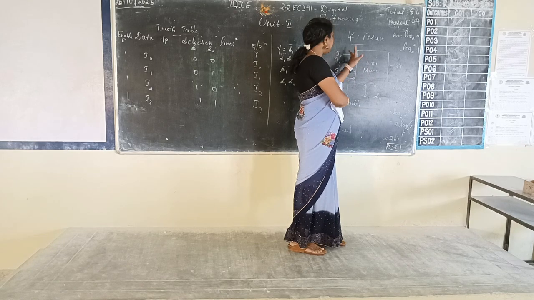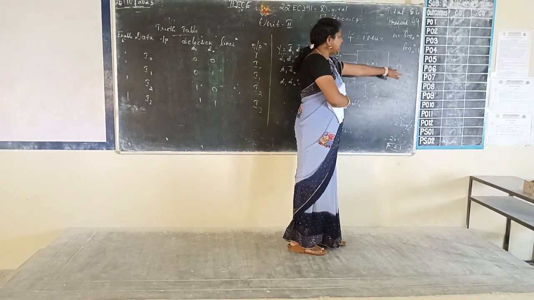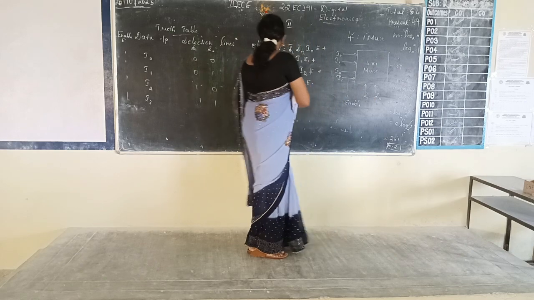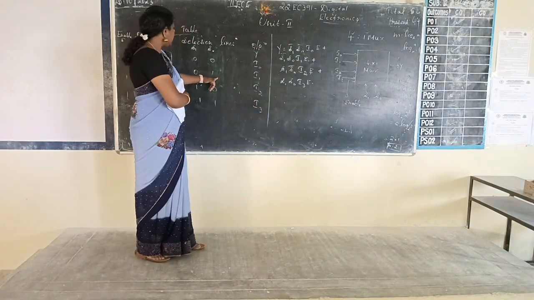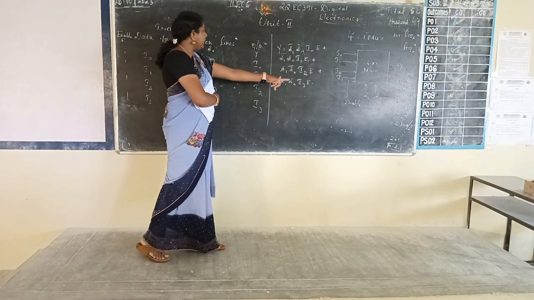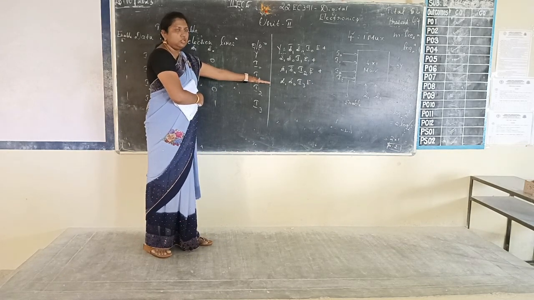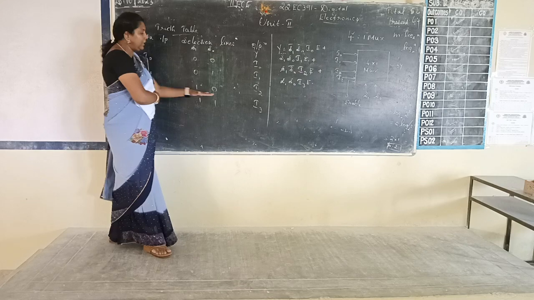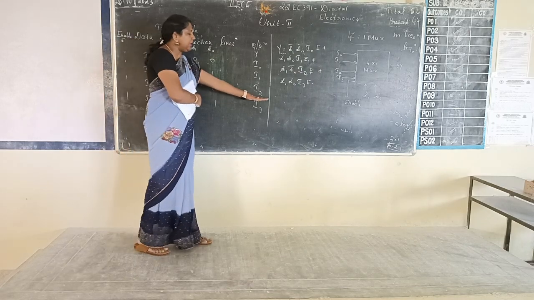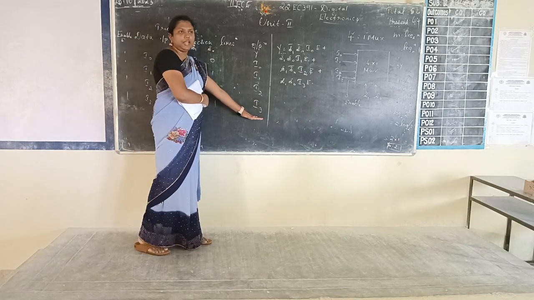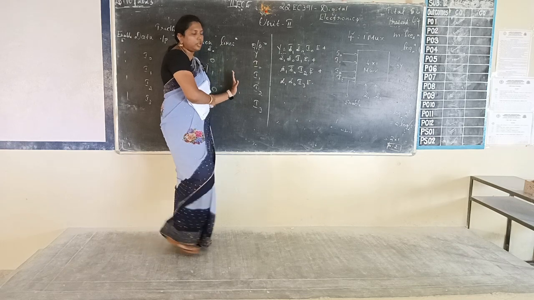The selection line will select the I naught input as output. Then when S1 is equal to 0 and S0 is equal to 1, select the I1 input. Then when S1 is equal to 1 and S0 is equal to 0, select the I2. Similarly I3, right? These are all the operations of the 4 cross 1 mux.